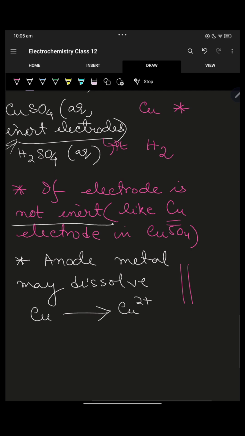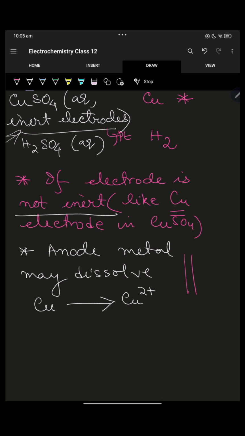If the electrode is not inert, like a copper electrode in CuSO4, then what happens? The anode metal may dissolve. Copper dissolves and forms Cu2+, which comes into the medium.